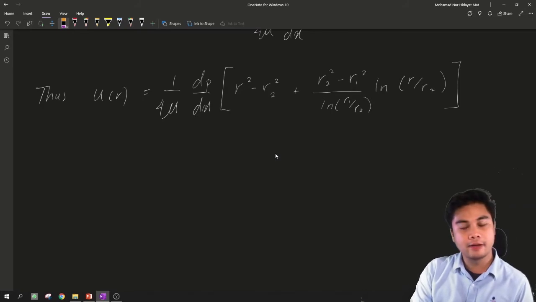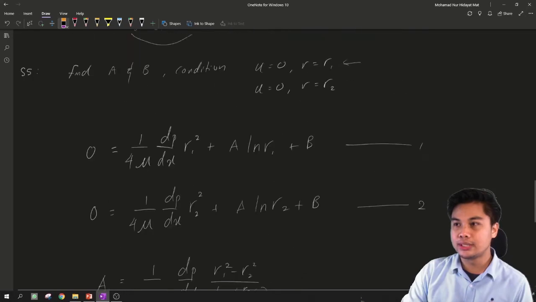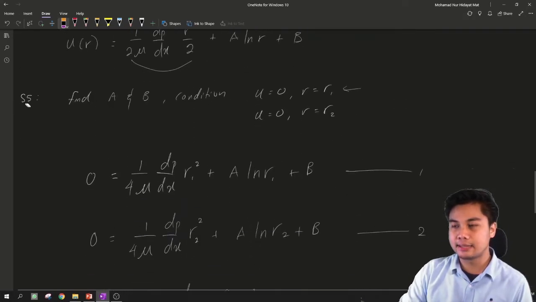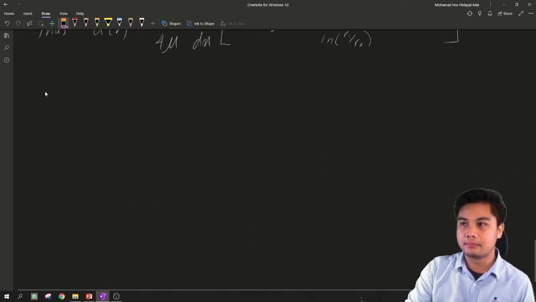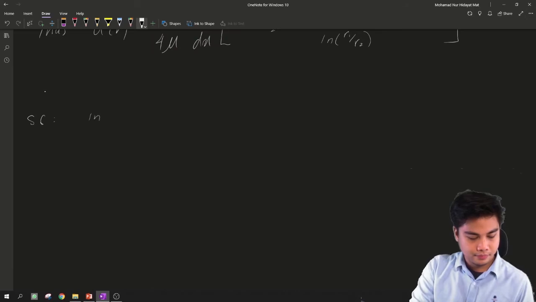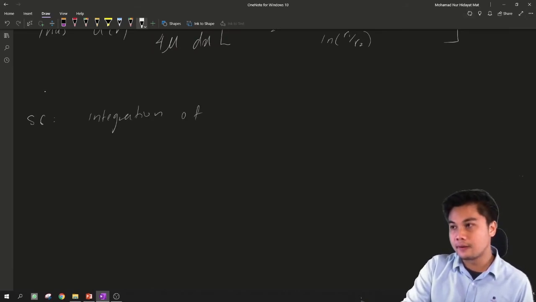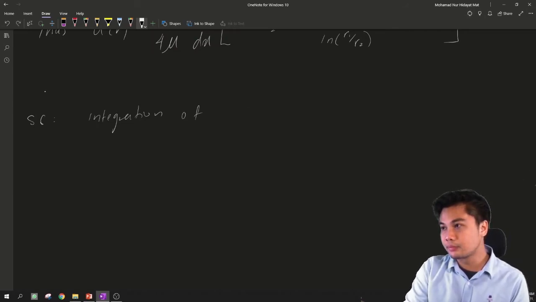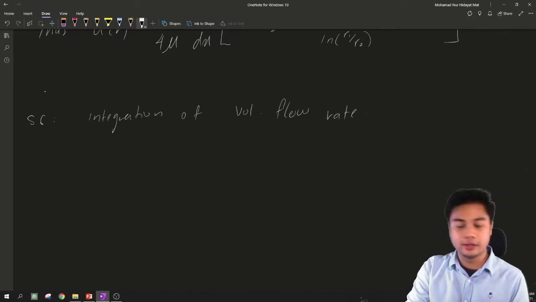So in order to get the value of the volume flow rate, we need to do further integration. So this is step number 6, the integration of the volume flow rate. We need to do the integration.